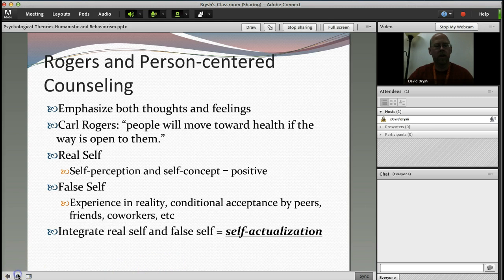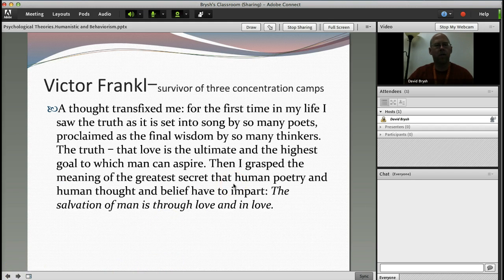All right, the next thing we're going to talk about is Viktor Frankl. This is a quote from him from a book that he wrote, his first book about his psychological theory, existential psychology, and he was a survivor of 3 concentration camps, if you can believe that. He went to 3 of them. Most of his family died, he survived.